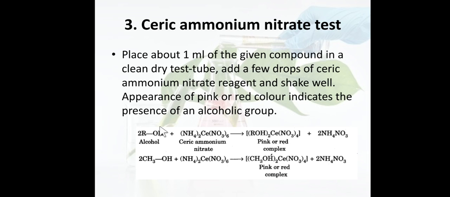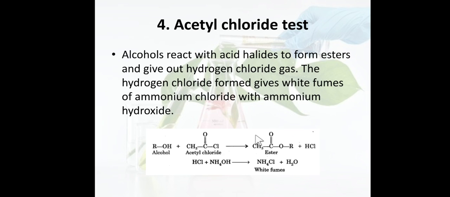So friends, if we have this OH group in our natural product and if we add ceric ammonium nitrate and shake, we get this kind of pink or red colored complex of alcohol as well as ceric metal and the nitrate. So the pink or red color is the confirmation of presence of alcoholic group in the natural product. Okay, so let's go for the next test.